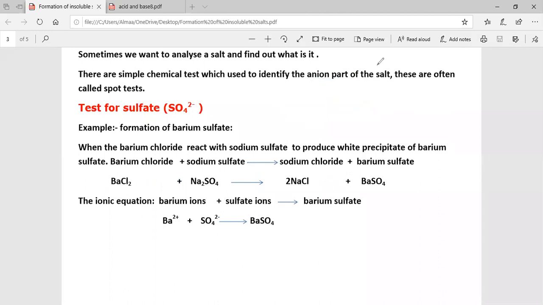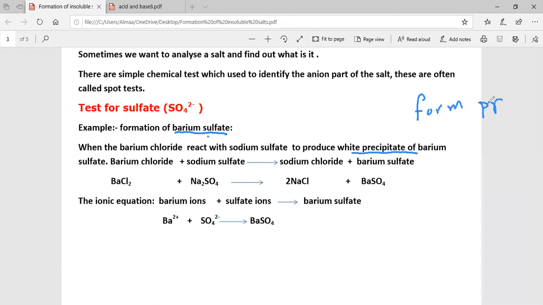Test for sulfate group. We know the sulfate group is simply SO4 minus 2. Example, formation of barium sulfate, when barium chloride reacts with sodium sulfate to produce what? Precipitate. Listen to me carefully. Preparation of insoluble salts.